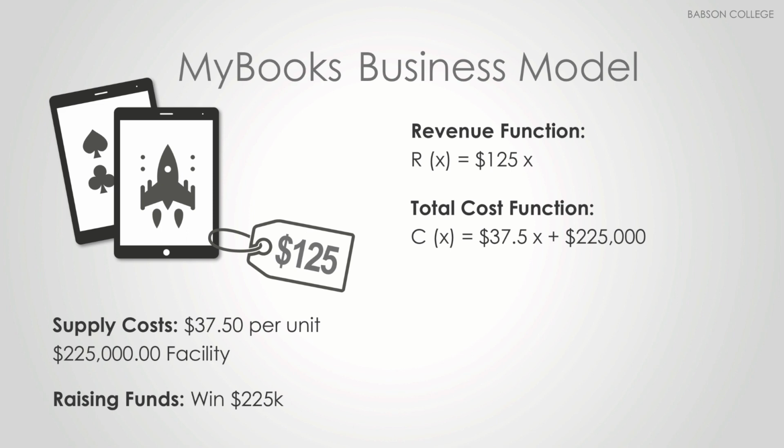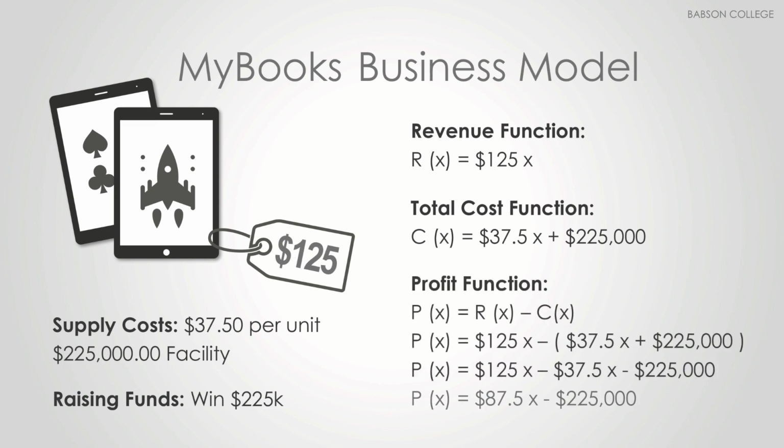Now, we can combine these two linear equations to create a profit function where we subtract the cost function from the revenue function, as you can see here. Take care to start out by putting the cost function in parentheses, or the result will be inaccurate. So our profit function is equal to $87.50 times X minus the $225,000 fixed cost.